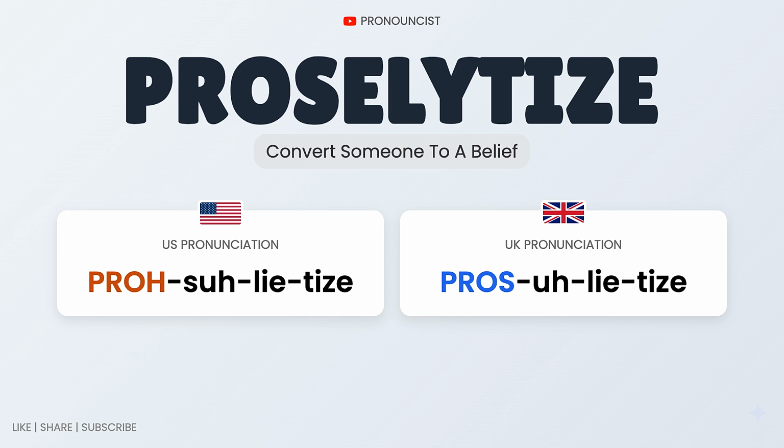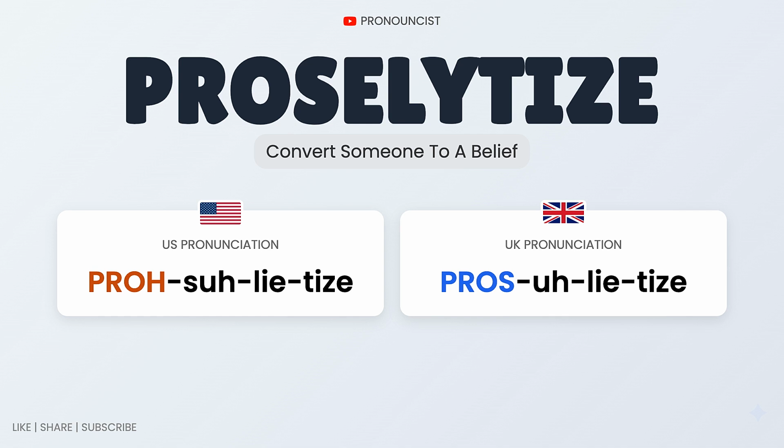Proselytize. Now, read the syllables of British pronunciation shown on the screen naturally. Pros, lie, ties. Proselytize. US says sa, UK says s. Focus on lie ties.